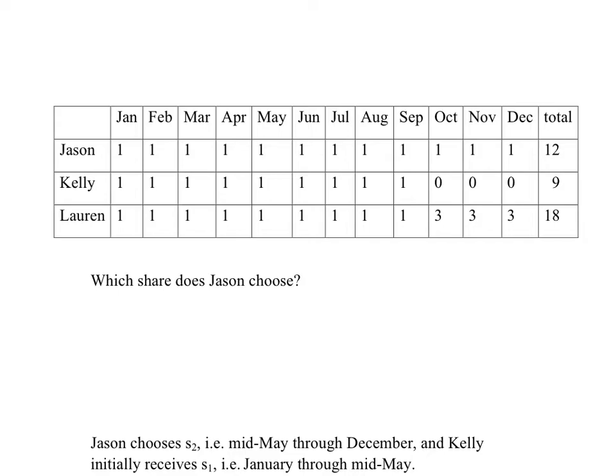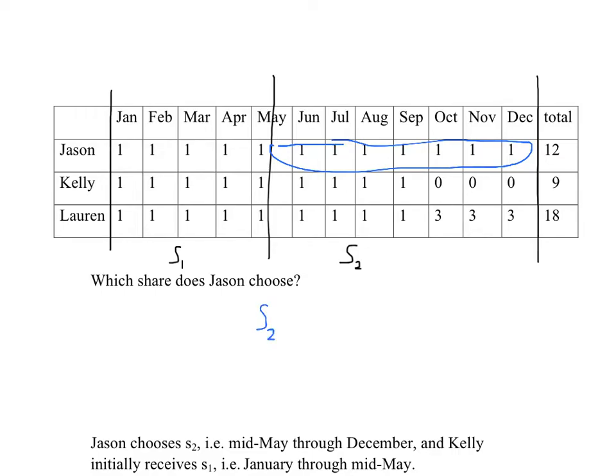Great, so Kelly and Jason are in the middle of applying the divider-chooser method. Kelly has divided the year into two equally valuable pieces from her point of view, and now Jason has to choose which one he prefers. Well, given the choice between 4.5 Jason points of value and 7.5 Jason points of value, he will certainly pick the 7.5 Jason points of value. So Jason will choose S2 at this stage. So Jason chooses mid-May through end of December, and that leaves Kelly with January 1st through mid-May.